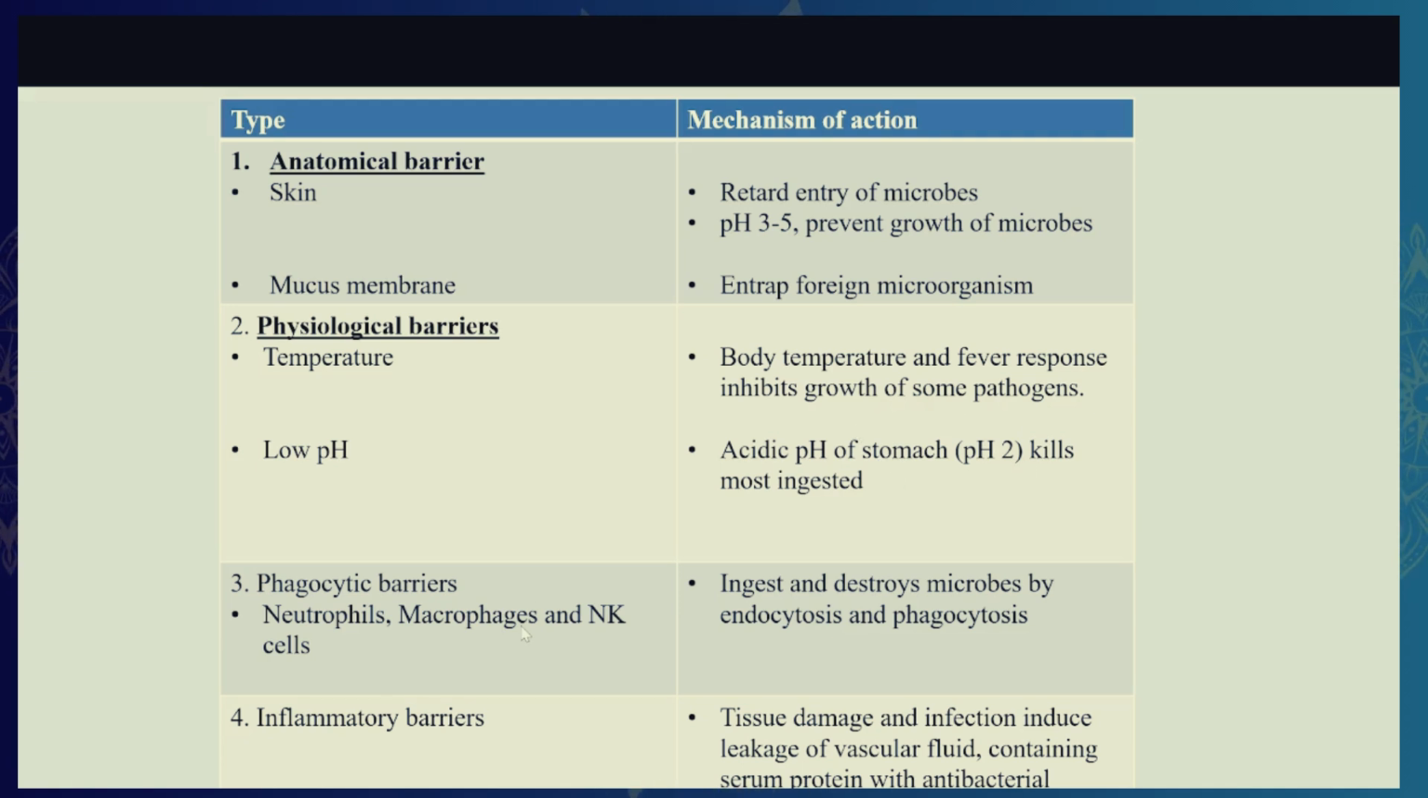Third barrier is phagocytic barrier. There are some phagocytic cells including neutrophils, macrophages and natural killer cells, which can ingest and destroy the microbes with the help of endocytosis or phagocytosis mechanism.